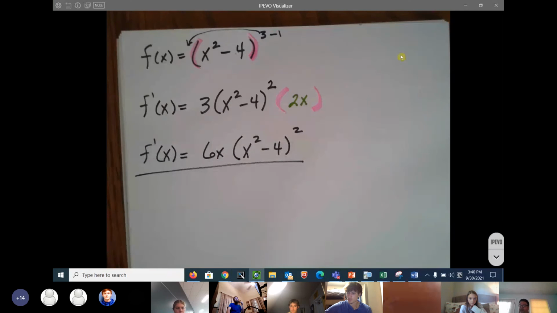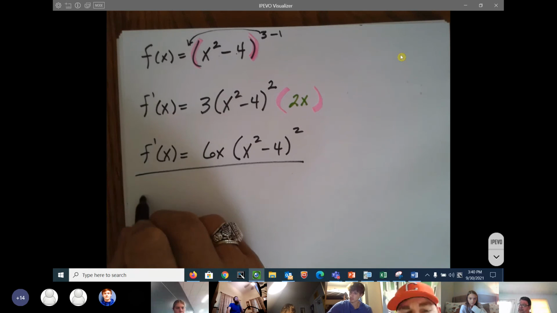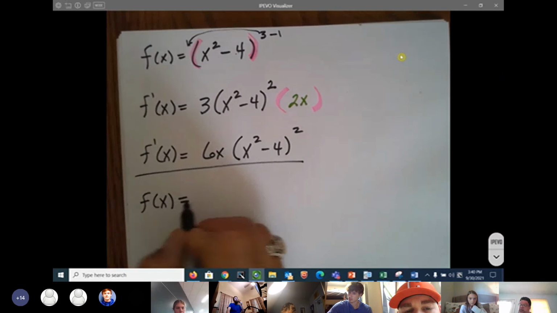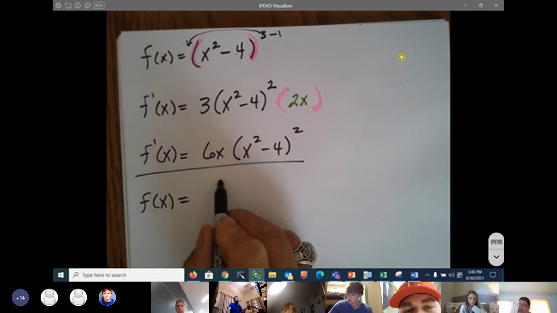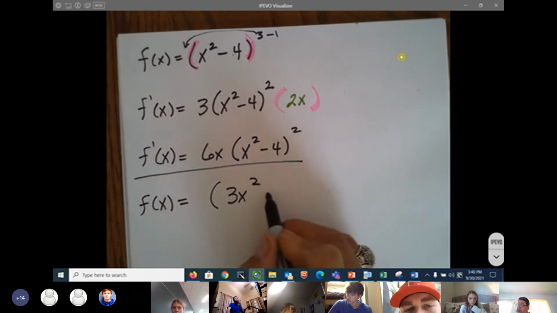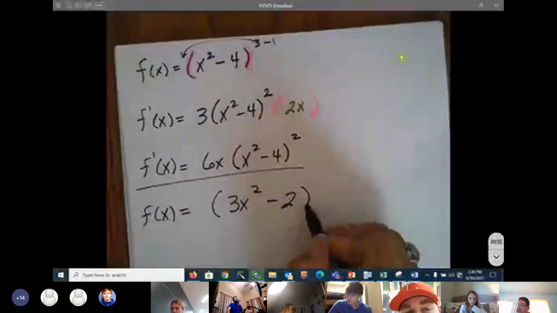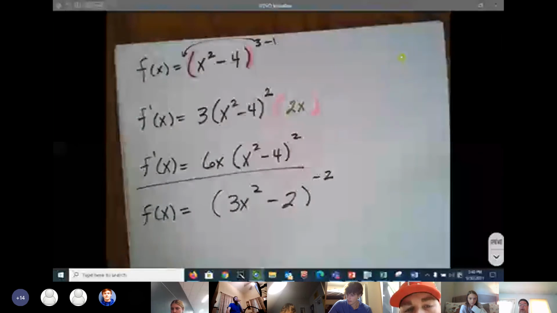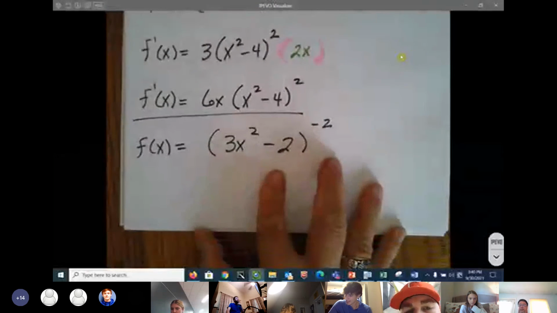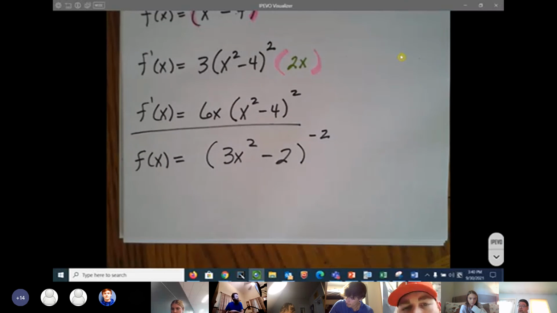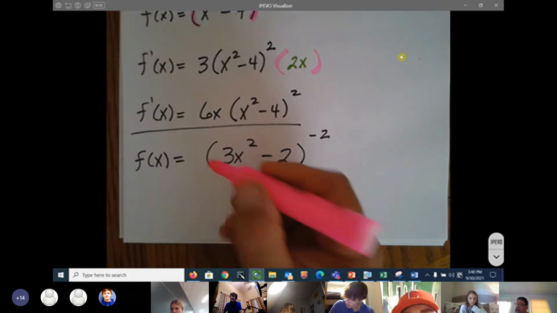So let's do the other one. F of x is equal to (3x squared minus 2) raised to the negative 2nd power. All right, you do that one. And I'm going to draw these parentheses in pink.